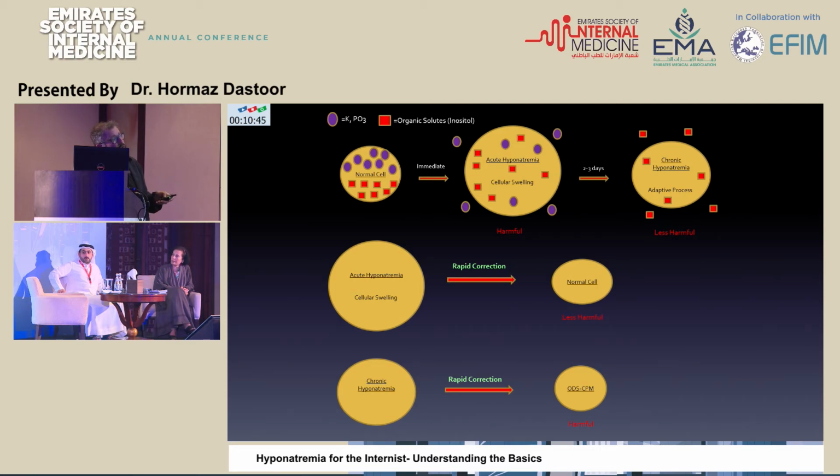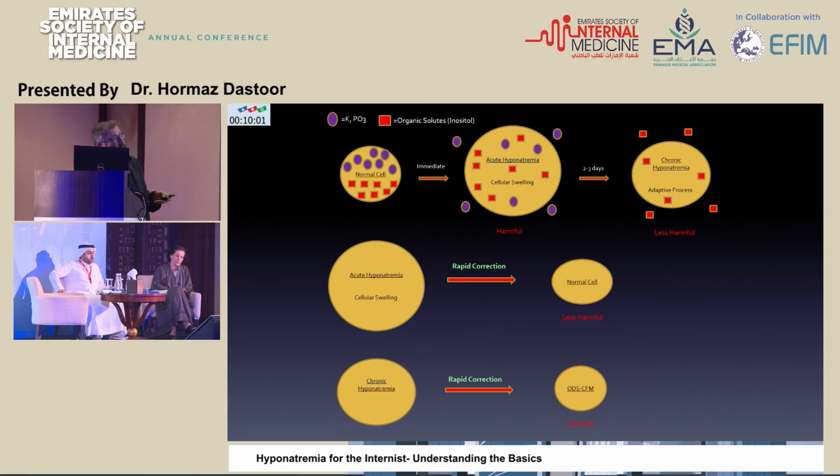And then there is a chronic compensation within 2 to 3 days where the organic solutes like inositol, arginine, they also leave the cells and they try to reduce the size of the cells and to reduce overall brain swelling. So chronic hyponatremia is more than 48 hours, but you can see that still there is some degree of brain swelling compared to a normal cell. What is important to note is that acute hyponatremia, when it develops over less than 48 hours, does cause brain swelling, but before these changes have occurred, if you reverse the hyponatremia, you can reverse it very quickly without causing harmful effects.